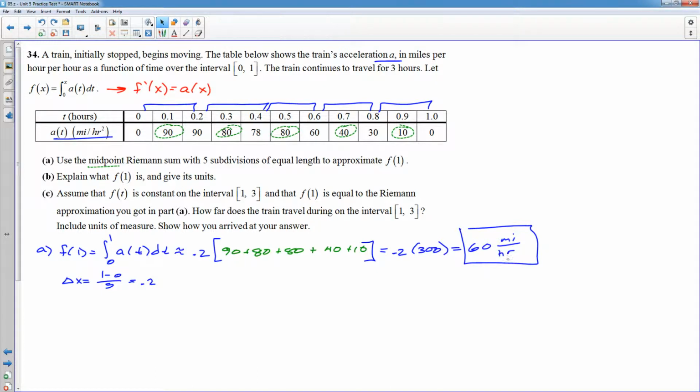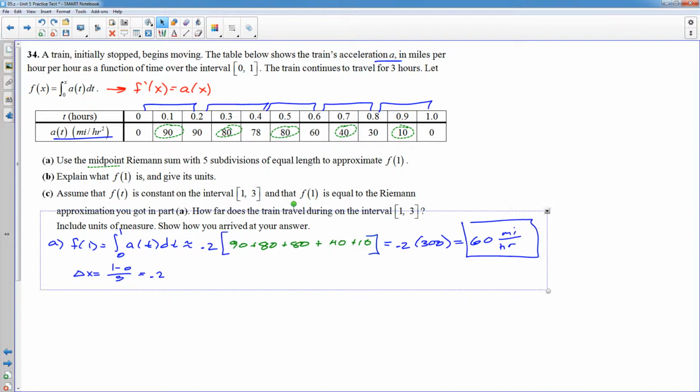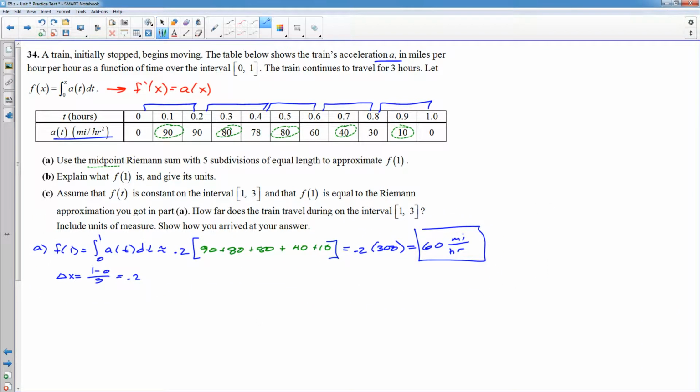So there's A. Number B, explain what f of 1 is and give its units. That's kind of what we just did. I've already given the units, so maybe we didn't need units in part A, which would be kind of silly to me, but f of 1. Now when it says explain what it is, that doesn't mean repeat the answer. They don't mean say that f of 1 is 60. By the way, we don't know that f of 1 is 60.